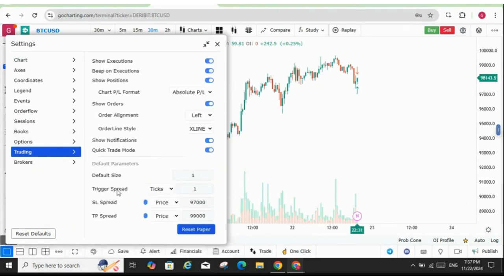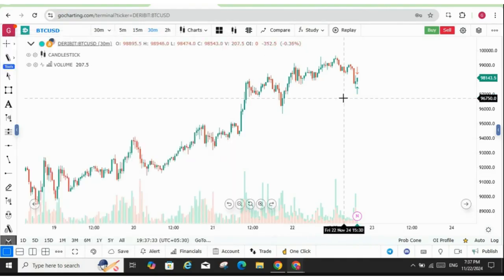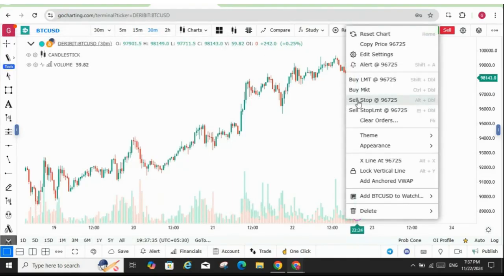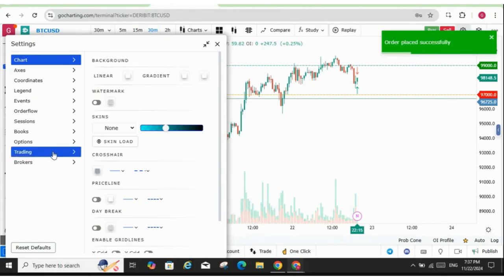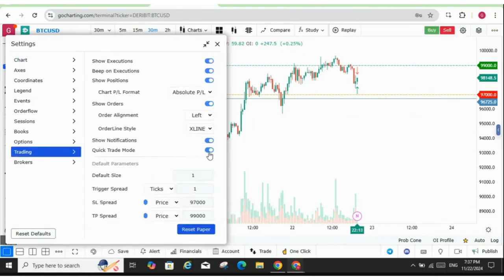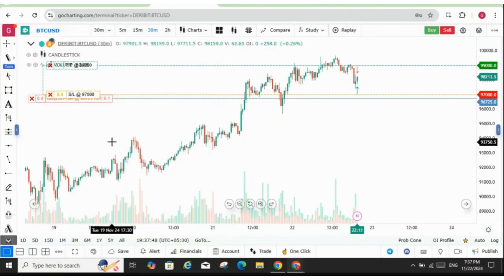This is important. What is this trigger spread? Guys, what is trigger spread? So suppose you want to place a stop order. Okay. So we have two kinds of stop order. One is sell stop limit and one is sell stop. So if I place this sell stop limit, okay, first of all, let me switch off this quick trade mode. Okay. Now you see what happens.